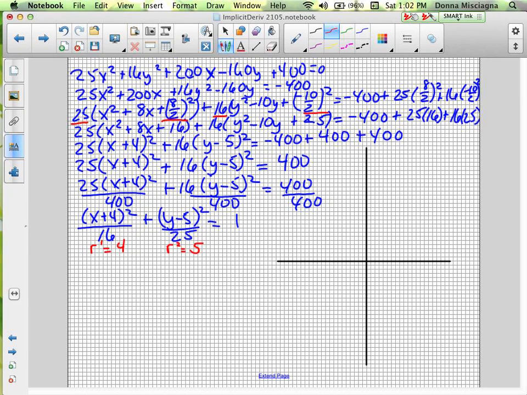So let's graph this. The center is at negative 4, 5. I'm running out of space only because I can't pull my microphone cord any farther. 1, 2, 3, 4, 1, 2, 3, 4, 5. Right there. And then the horizontal distance is 4, 1, 2, 3, 4 to the right, and 1, 2, 3, 4 to the left.